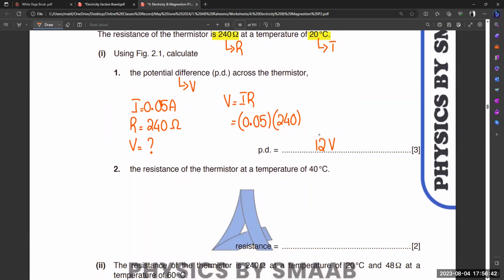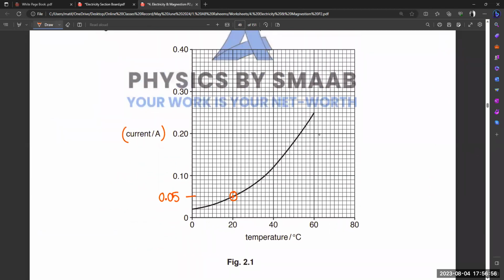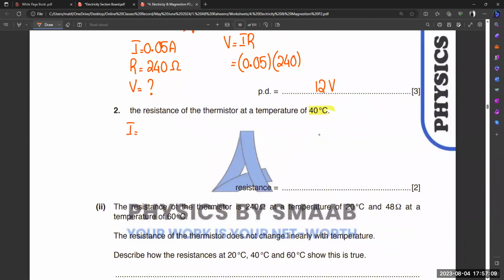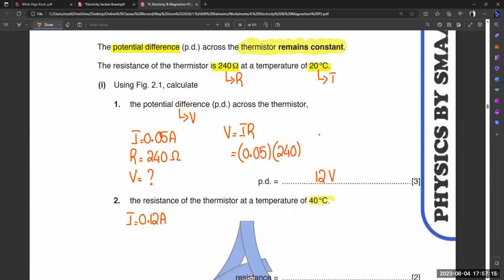And the second thing is the resistance of the thermistor at 40 degrees Celsius. So again, we need to check the graph at 40 degrees Celsius to find the value of I first. So this is 40, 0.12. So 0.12 ampere is the value of I for the second one. And one more important thing in the question is that the potential difference remains constant, right? So we need to use the same value that we already calculated: 12 volts.